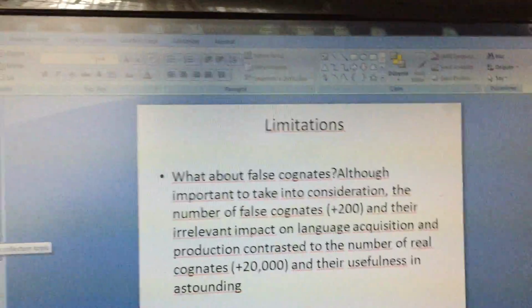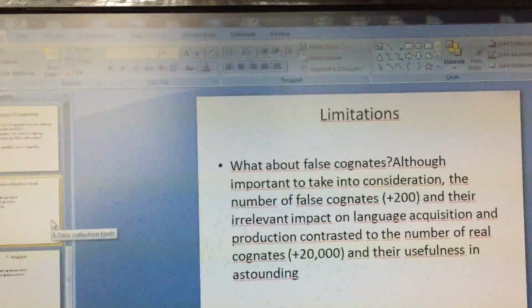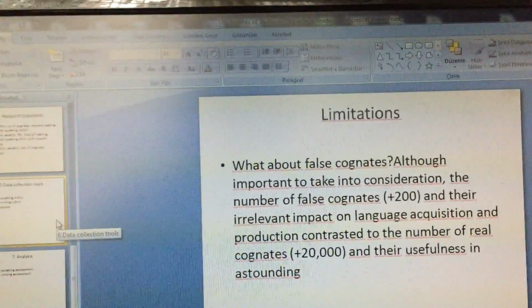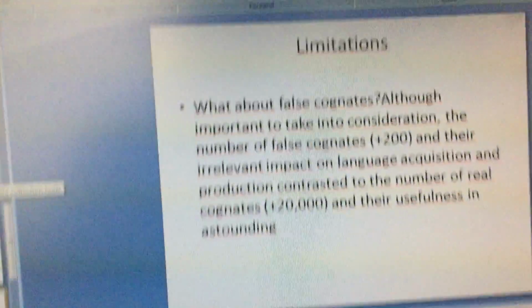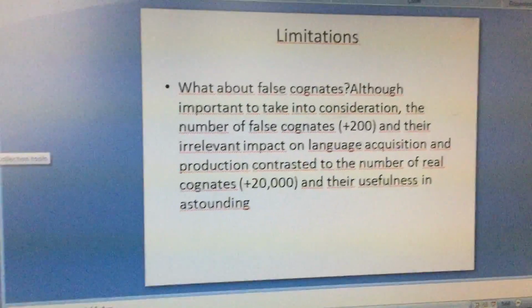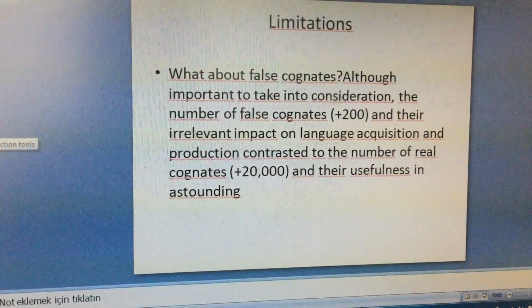What are the limitations? As well as cognates, which have the same or very similar meaning, there are also false cognates. What are false cognates? They look very similar, but they have a different meaning.